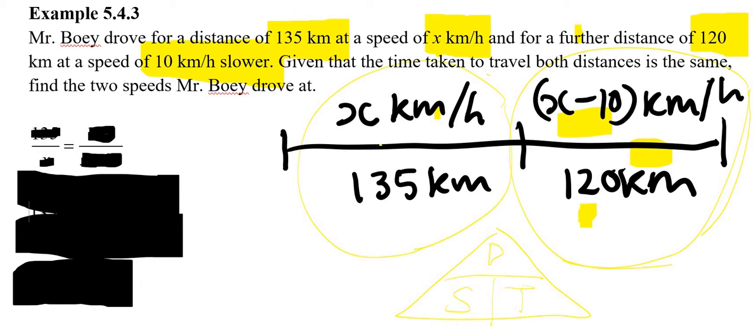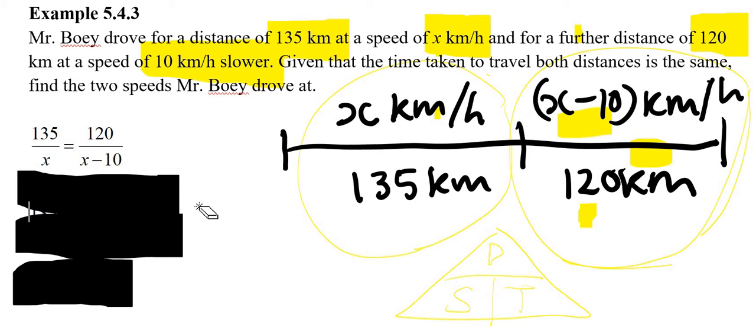So you can see on the left hand side here, we will look at the equation. The first timing you should get is 135 divided by x. That gives you the time for the first part of the journey. Whereas for the second part of the journey, again, distance over speed. The second part of the journey is 120 kilometers, that's the distance, over the speed of x minus 10.